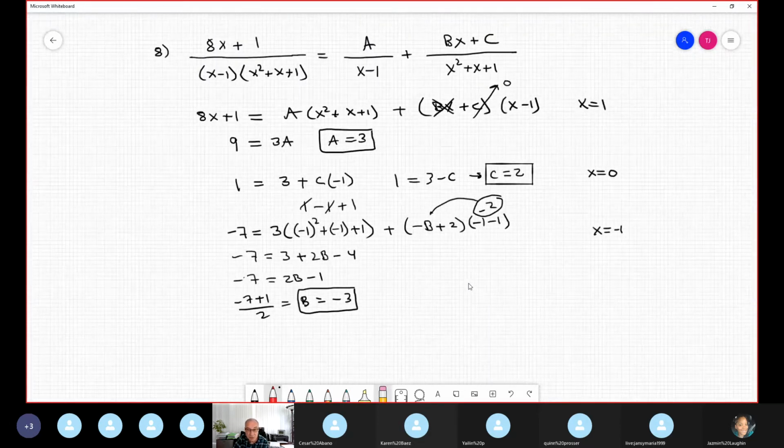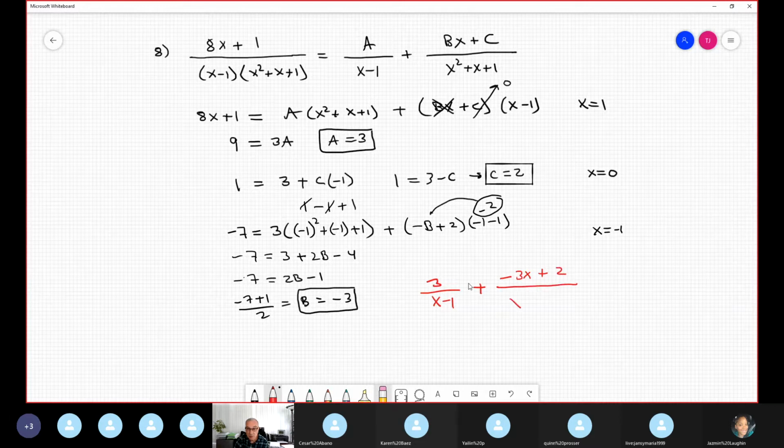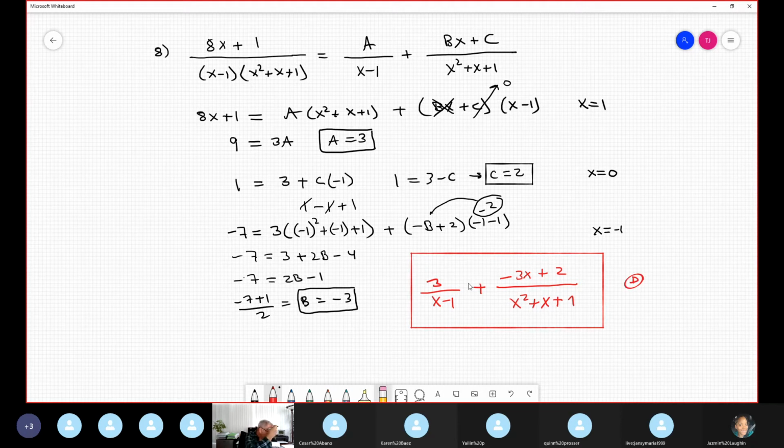Remember this, the thing we tried to find was ABC. A is 3 over x minus 1, plus B is negative 3 x plus, because C is positive, no? It's 2 divided by x squared plus x plus 1. Final answer. Which corresponds with the option D in our list.